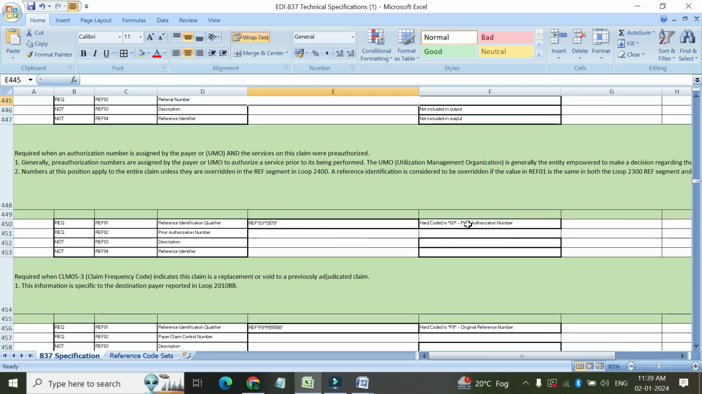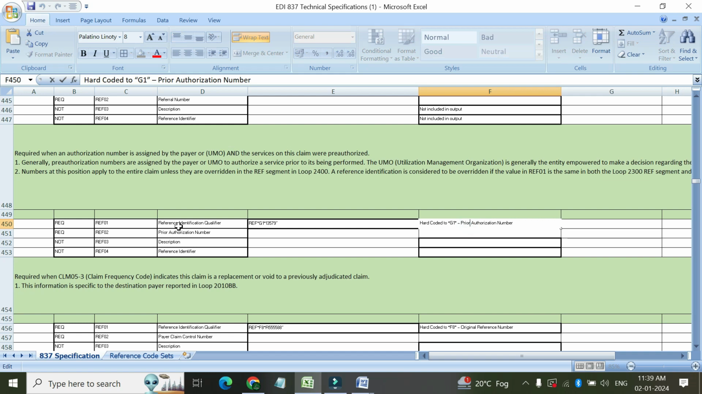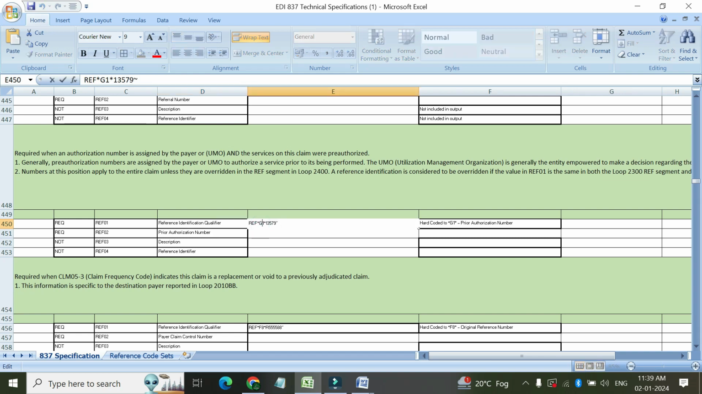Moving ahead, prior authorization number, we just spoke about it. So if there is a prior authorization involved, then the prior authorization number goes here, and the qualifier for prior authorization number is G1, and the actual prior authorization number goes here in REF second position. Now, just to repeat, prior authorization number, let me explain with an example. There is an organization called utilization management organization.